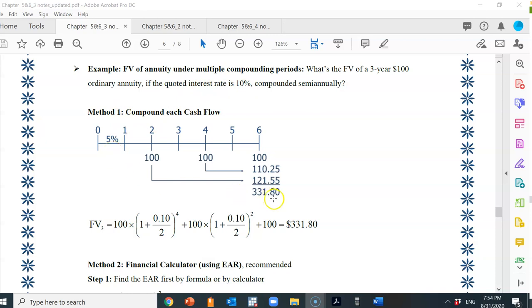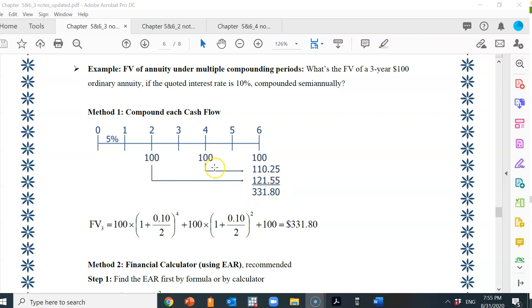If we want the future value, we can use the method 1 formula. We can compound the first 100 from time 2 to time 6, by using 100 multiplied by 1 plus 10 divided by 2, 5%, to the power 4, because we compound for 4 half years. So we got 121.55 as the future value of the first 100.